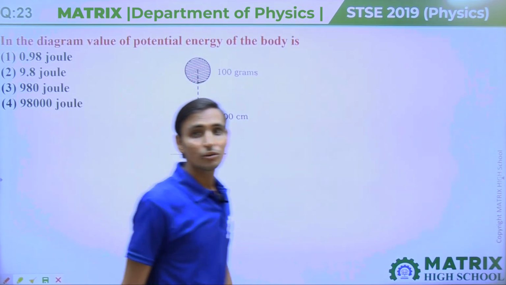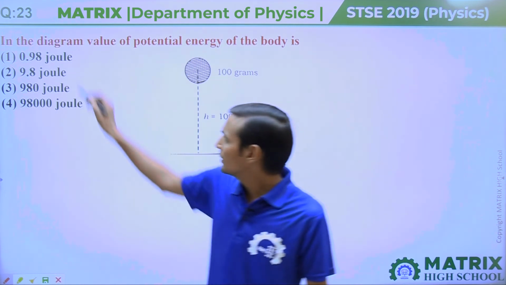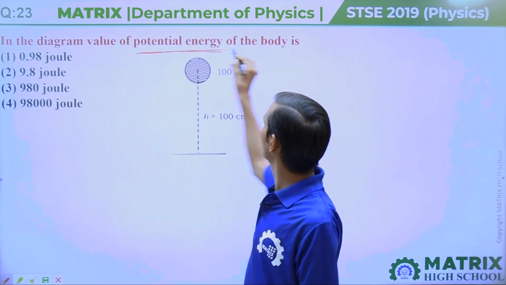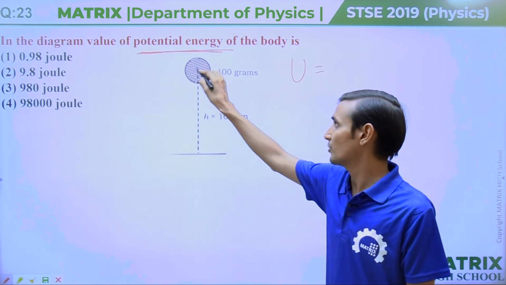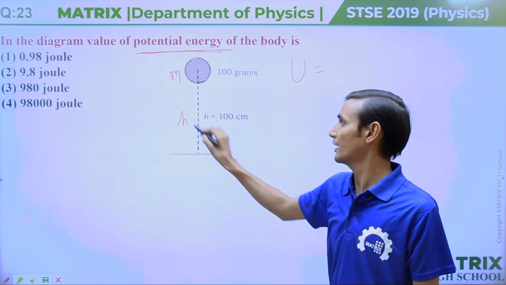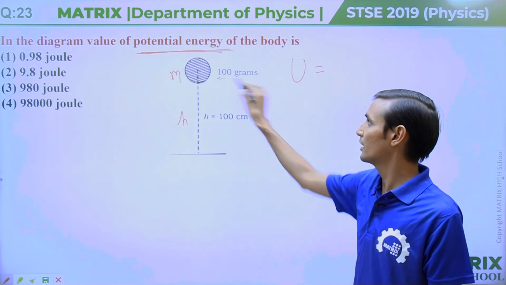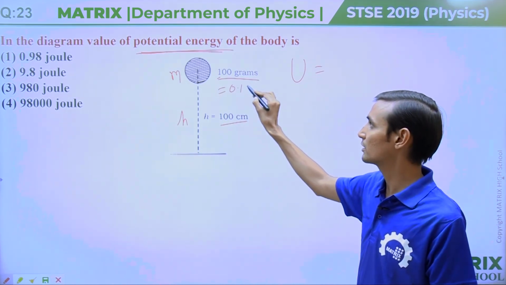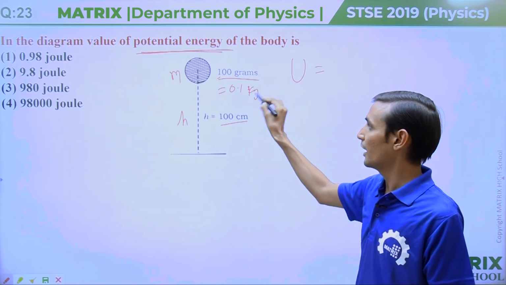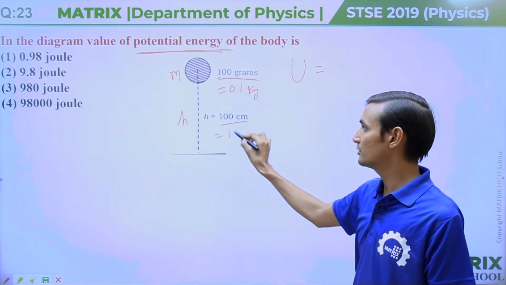Now question number 23. In the diagram, we need the value of potential energy of the body. Potential energy of a body of mass m at height h, that is given as 100 gram and 100 centimeter. 100 gram means 0.1 kg, and 100 centimeter means 1 meter.